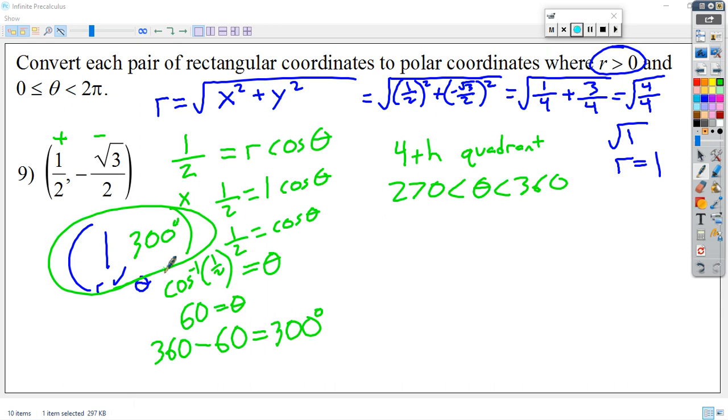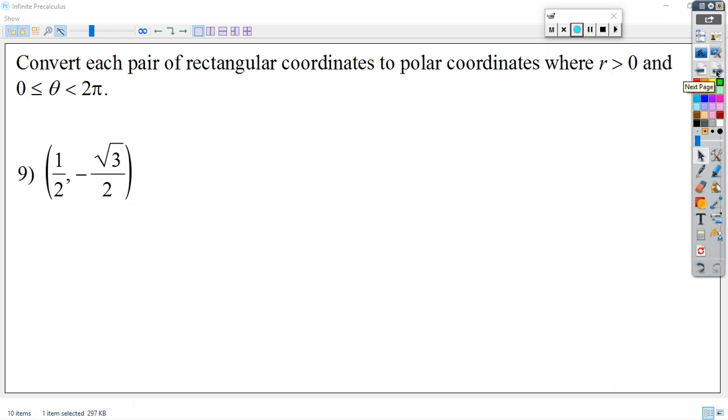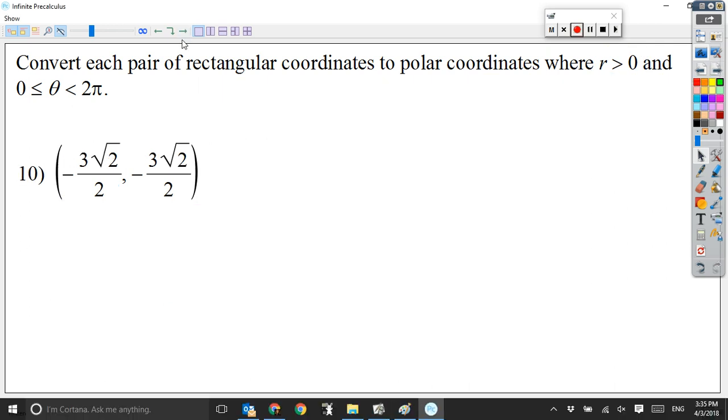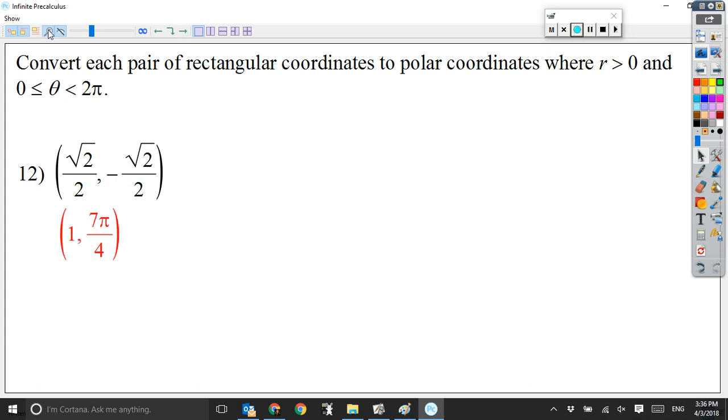Go ahead and pause the video here and try the next 3 problems, and then I'll show the answers in just a second. Alright, so for number 10, you should get 3 and then 5 pi over 4. For number 11, you should get 3, 5 pi over 6. And for number 12, you should get 1, 7 pi over 4.